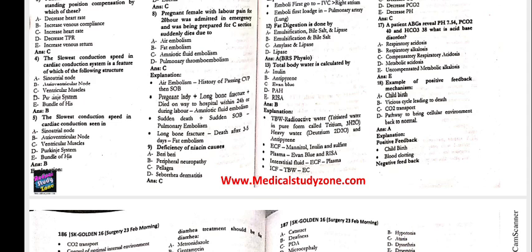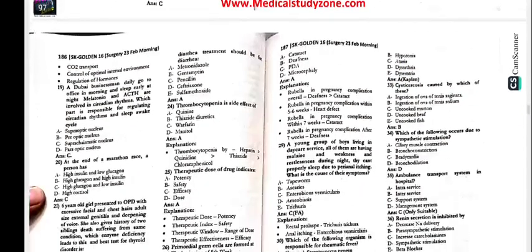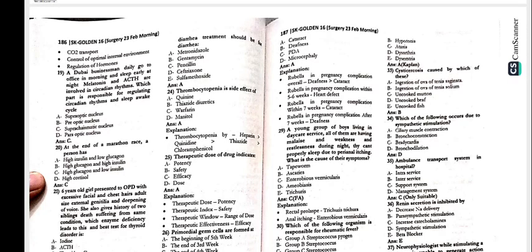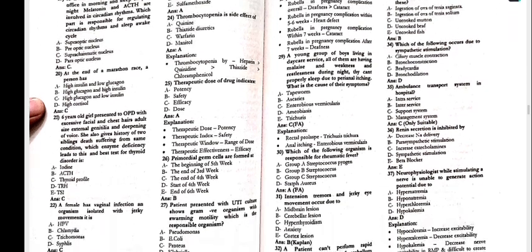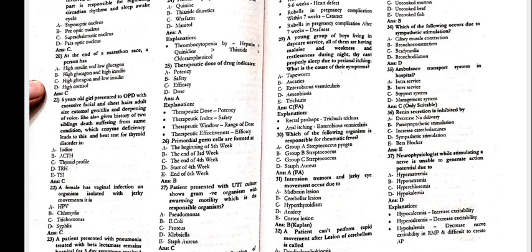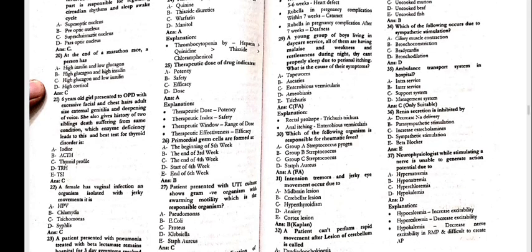Next, 18, example of the positive feedback mechanism is alpha, childbirth. Question number 19, a Dubai businessman daily goes to the office in the morning and sleeps early at night. Melatonin and ACTH are involved in the circadian rhythms. Which part is responsible for regulating circadian rhythms and sleep-wake cycle, that is Charlie, the suprachiasmatic nucleus. 20, at the end of a marathon race, a person has Charlie, high glucagon and low insulin.